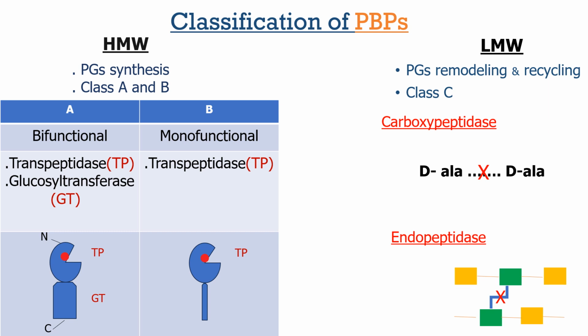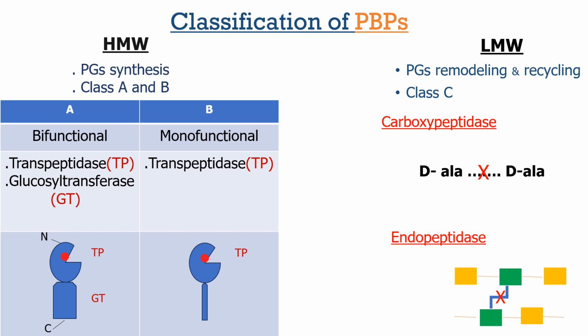And on the right side, you can see the low molecular weight proteins. You can think of them as a means of destruction. If the high molecular weight proteins are a means of construction, low molecular weight penicillin binding proteins are a means of destruction, because they can do the carboxypeptidase action by removing the terminal D-alanine or the terminal dipeptide D-alanine. And they can also do an endopeptidase action by breaking the cross-link, which is exactly the opposite action of the transpeptidase high molecular weight proteins.